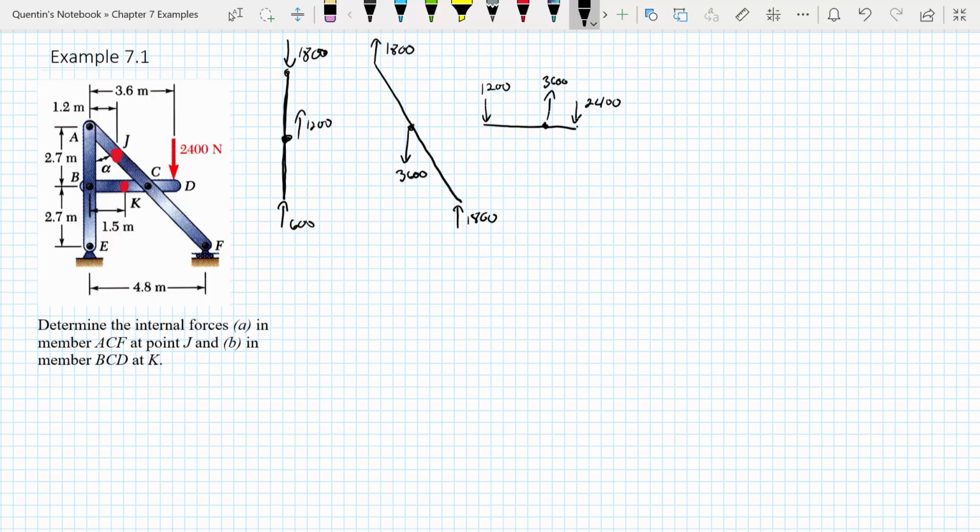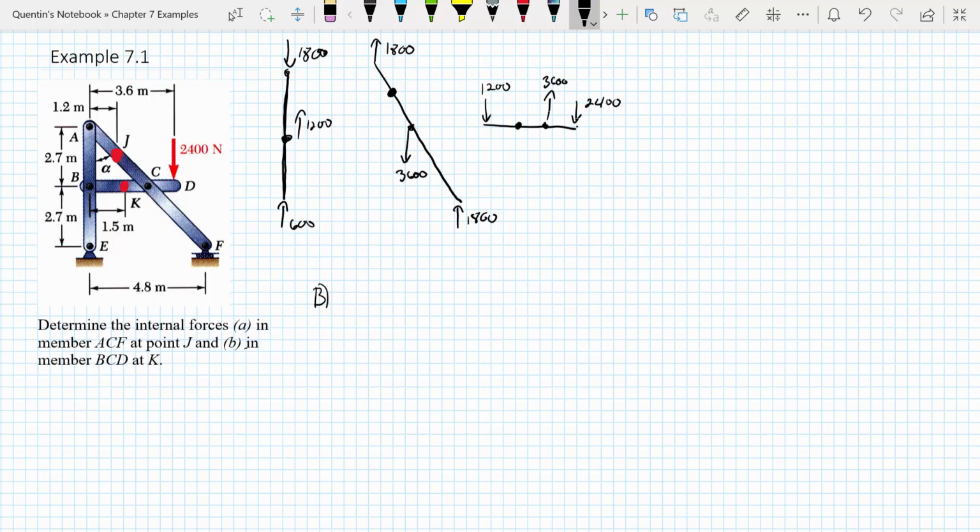So now that we have those forces, we're supposed to determine the internal forces at these different points. For instance, this is point J, where there's some amount of force going on, and here at point K, there's some force going on too. I'm actually going to do part B first, because quite frankly it's quite a bit easier, and then we'll go back and do part A next.